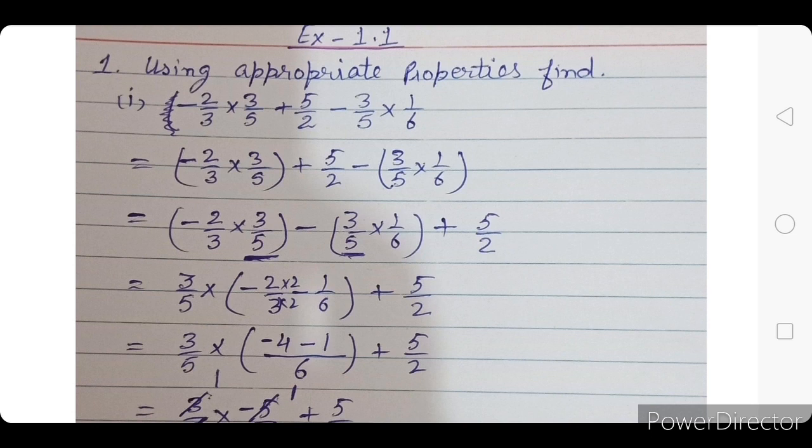Now we have underlined here also 3 upon 5 and 3 upon 5. In both the parts there is 3 upon 5. We have taken it common. When we picked up 3 upon 5 outside, inside the bracket it is left with minus 2 upon 3 minus 1 upon 6 plus 5 by 2. Now minus 2 upon 3 minus 1 upon 6 we will solve by taking LCM. LCM is 6. It is already 6 in 1 upon 6, and we will make the other minus 2 upon 3 also with the denominator 6.